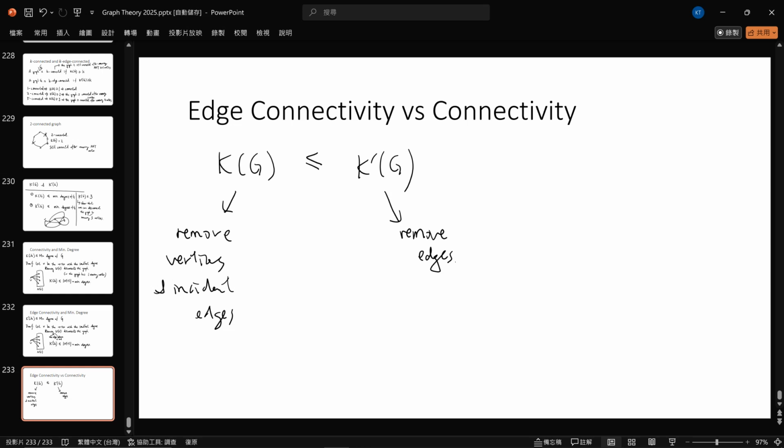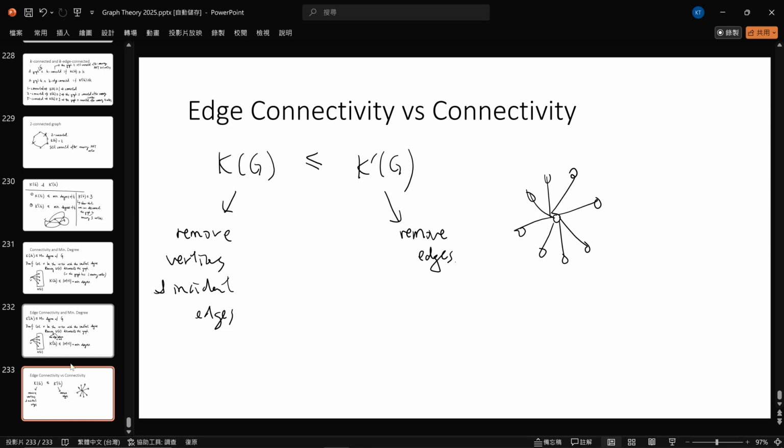All right, so now, can you give me an example where, say, kappa G is only 1, but the edge connectivity is very high? Okay, so we have a star. Well, for a star, both edge connectivity and connectivity are 1, okay?